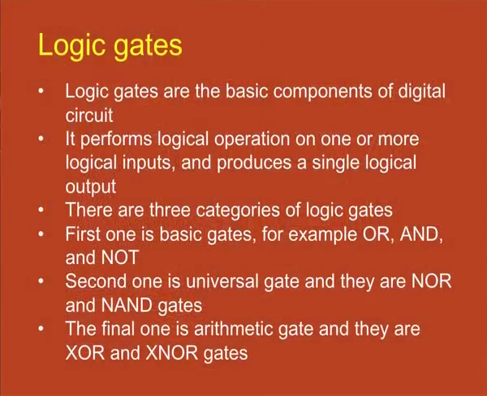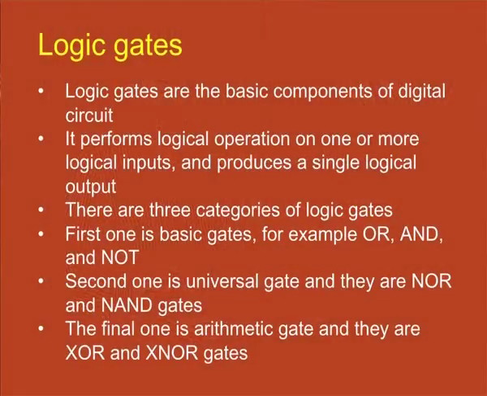Logic gates. So, logic gates are the basic components of digital circuit. It performs logical operation on one or more logical inputs and produces only a single logical output. And as we discussed in the outline, there are three categories of logic gates. The first one is basic gates, which includes OR, AND and NOT gate. So, these are the basic gates which will give us higher and complex logical circuits.